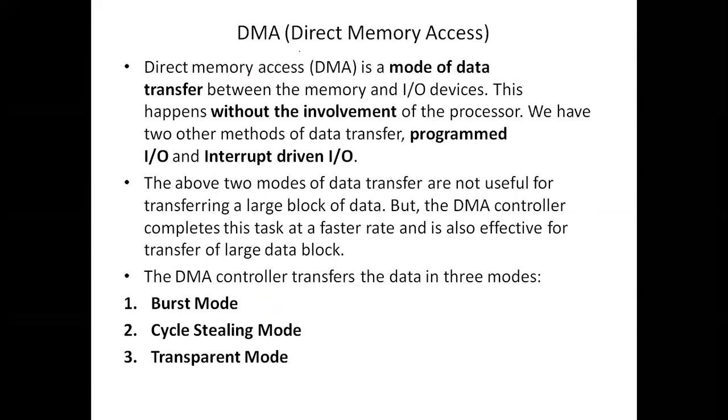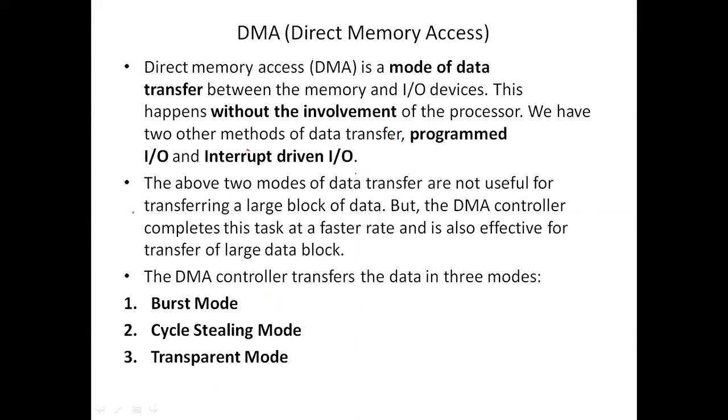So the three modes are programmed IO, interrupt driven IO, and DMA. What is the drawback of programmed IO and interrupt driven IO? They can't transfer a bulk amount of data. But the advantage of DMA is that it can transfer a bulk amount of data between the memory and the IO devices without the involvement of the processor. So that is how DMA is more useful.